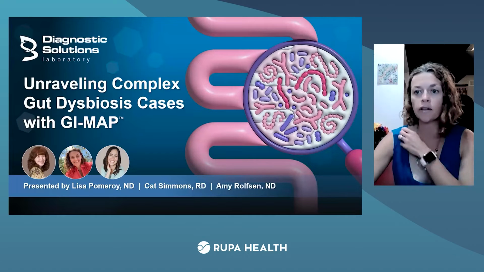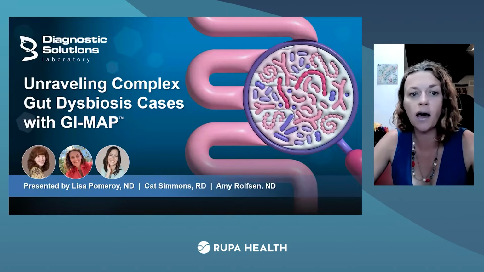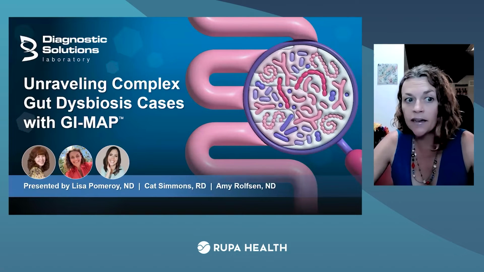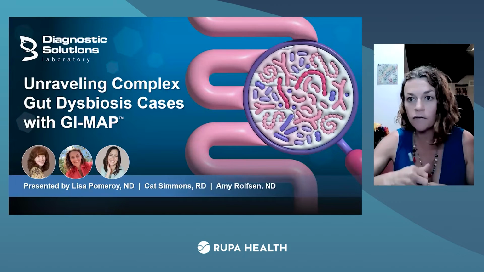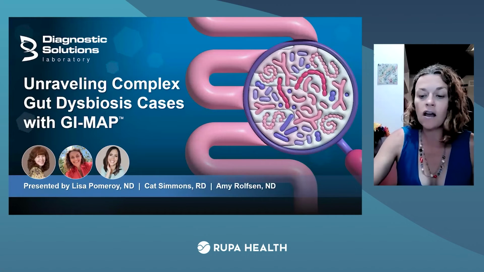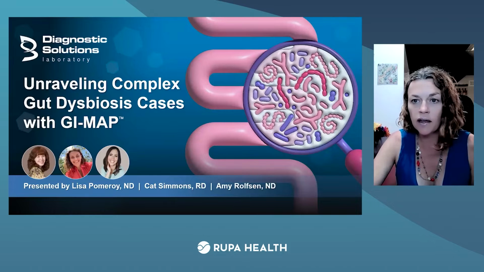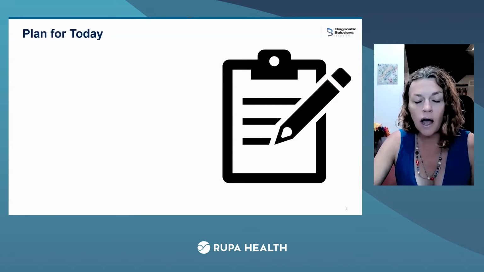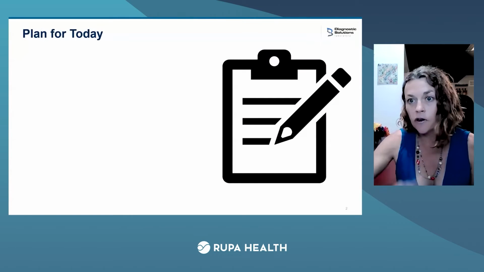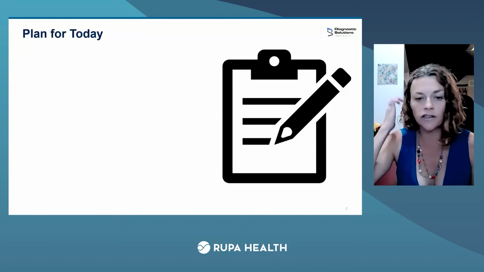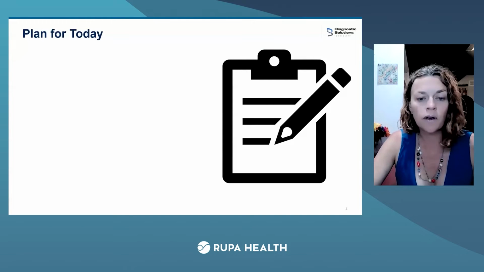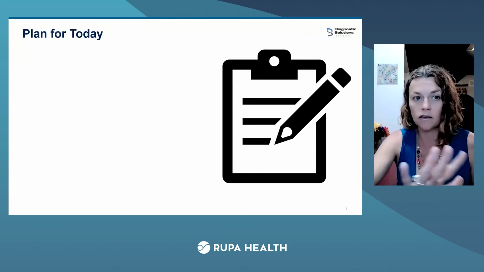We're excited. We're going to do a little bit of a roundtable discussion on some complex GI map cases to really unravel all of those complexities, hence the title of our talk. So let's go ahead and get started. We will save a little bit of time at the end for Q&A. Hold your questions or enter them into the Q&A, not the chat, sorry.